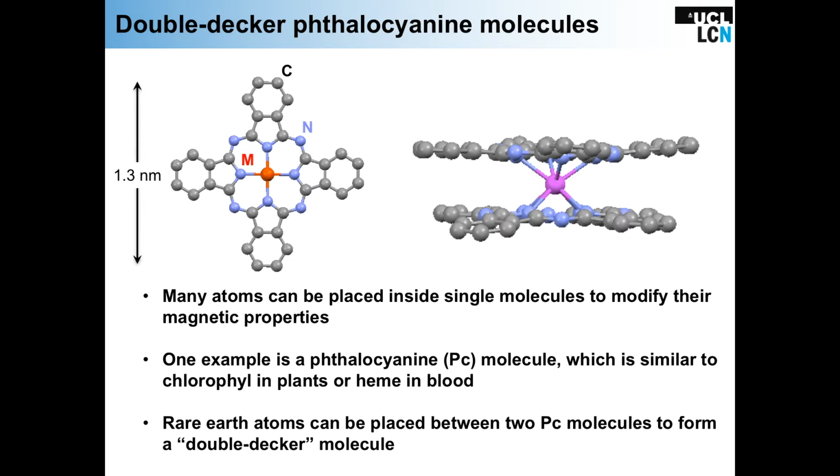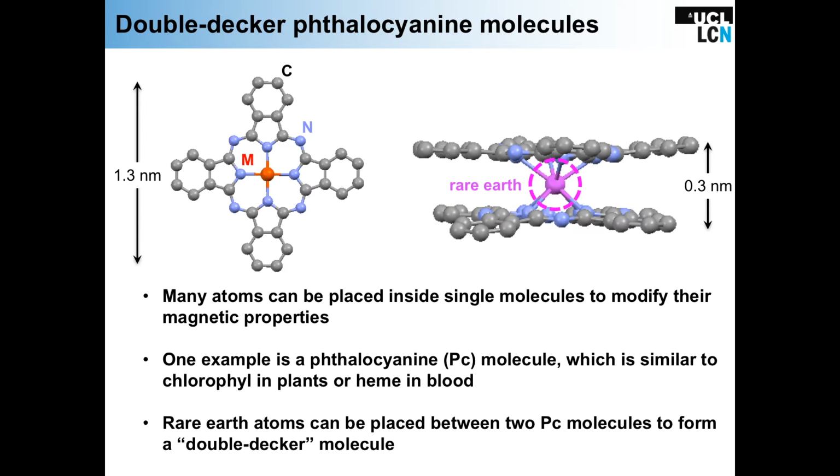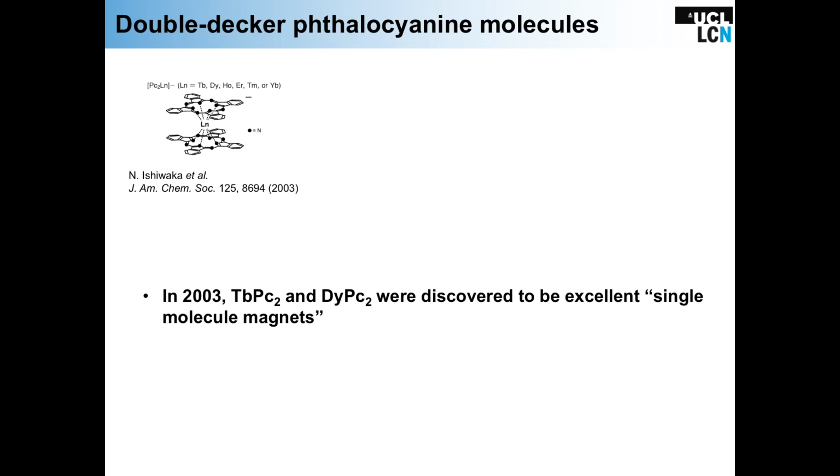You can see that on the right, and you can see that there are two phthalocyanine molecules, and then at the center there is your rare earth atom. Now, people have studied these double-decker molecules for many years, and in fact, in 2003, it was discovered that two molecules in particular, terbium double-decker phthalocyanines and dysprosium double-decker phthalocyanines, are excellent single-molecule magnets, which means they display very interesting magnetic properties even with just a single isolated molecule.